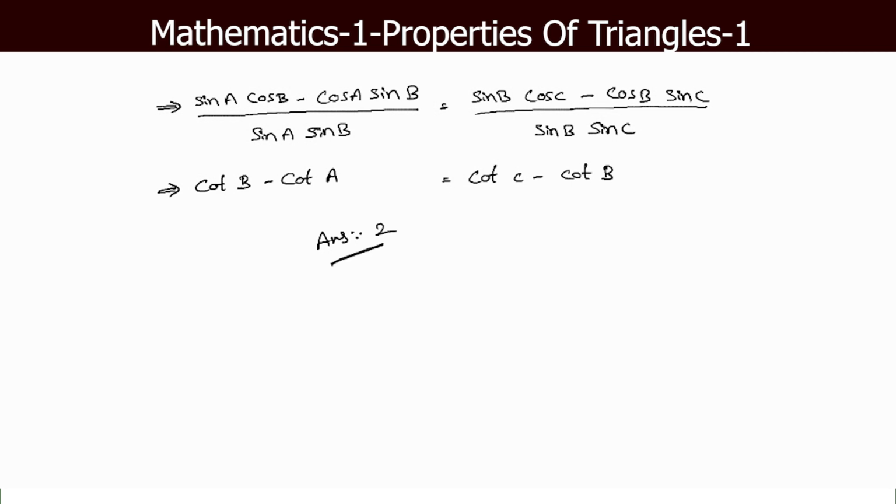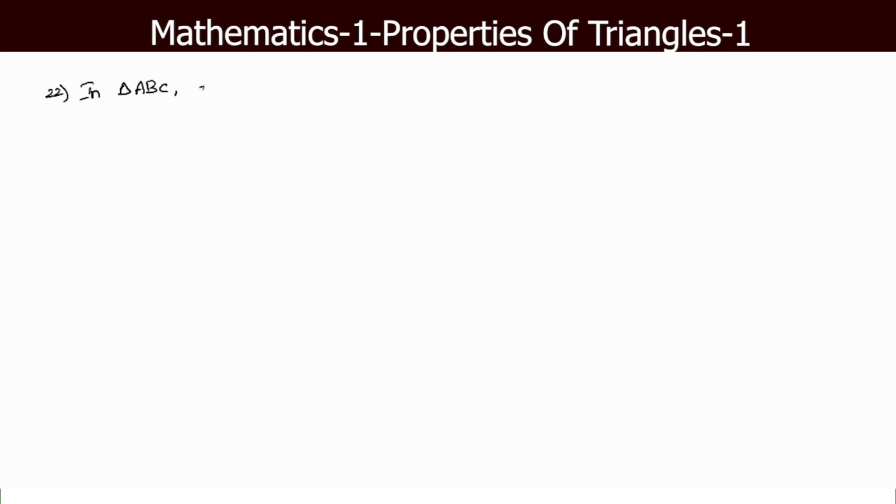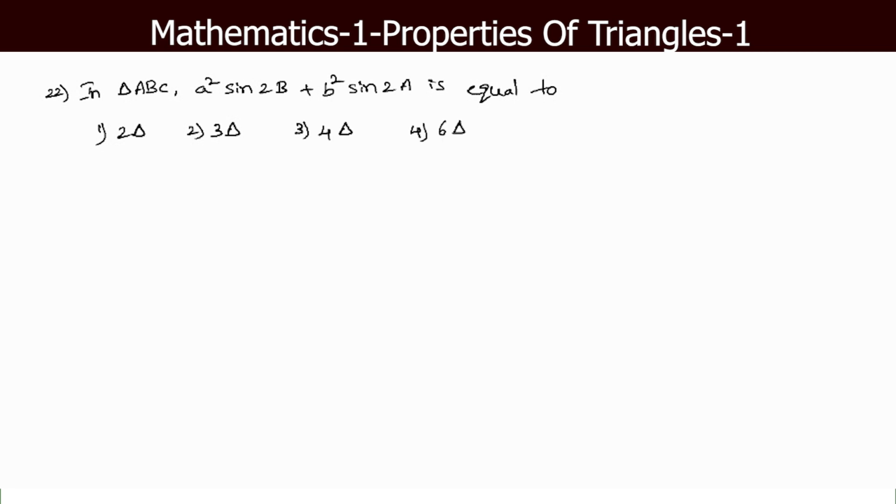Option number 2. Next, 22. In triangle ABC, a square sin 2b plus b square sin 2a is equal to: option 1, 2 delta; 2, 3 delta; 3, 4 delta; 4, 6 delta. So, a square sin 2b plus b square sin 2a is equal to 2a square sin b cos b plus 2b square sin a cos a.